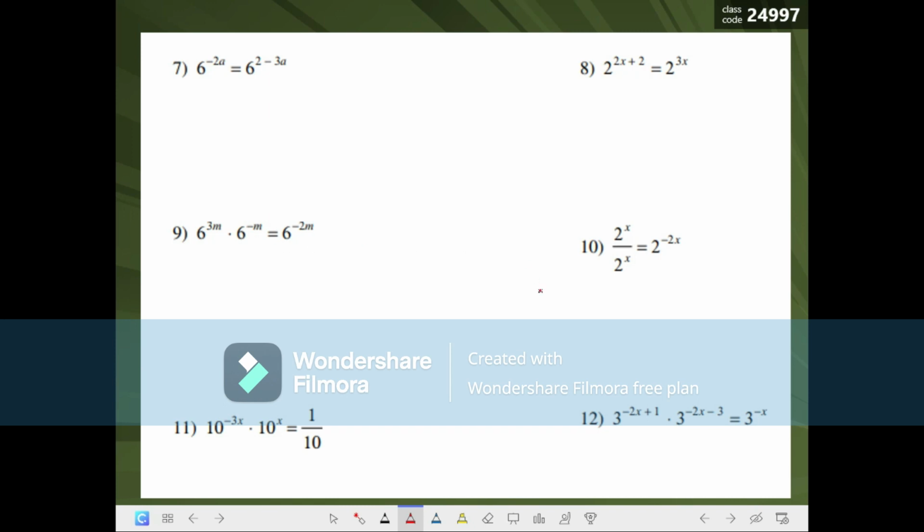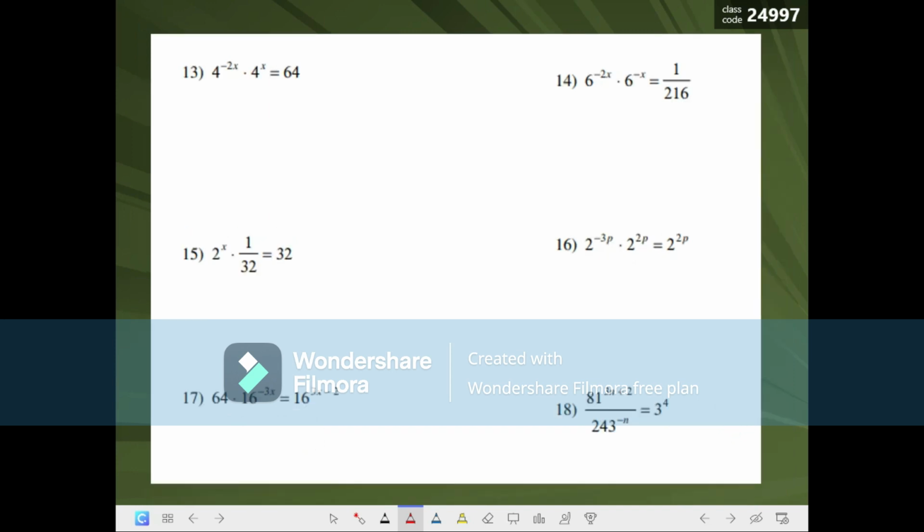Number 10. 2 to the power of x over 2 to the power of x is equal to 2 to the power of negative 2x. Number 11. 10 to the power of negative 3x times 10 to the power of x is equal to 1 over 10. Number 12. 3 to the power of negative 2x plus 1 times 3 to the power of negative 2x minus 3 is equal to 3 to the power of negative x.